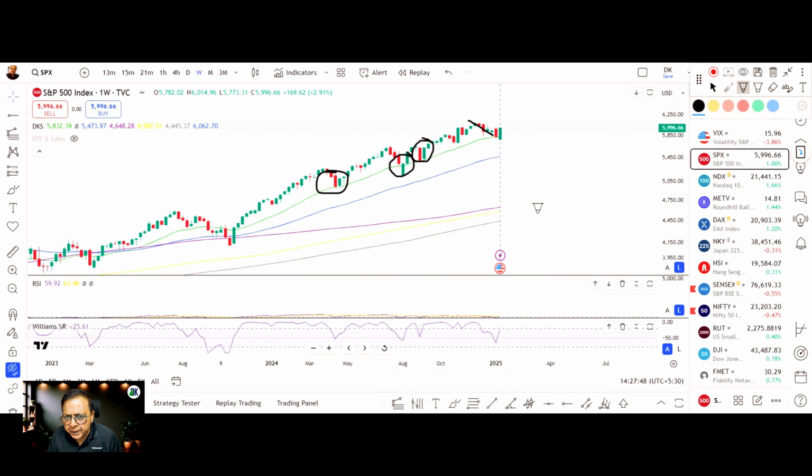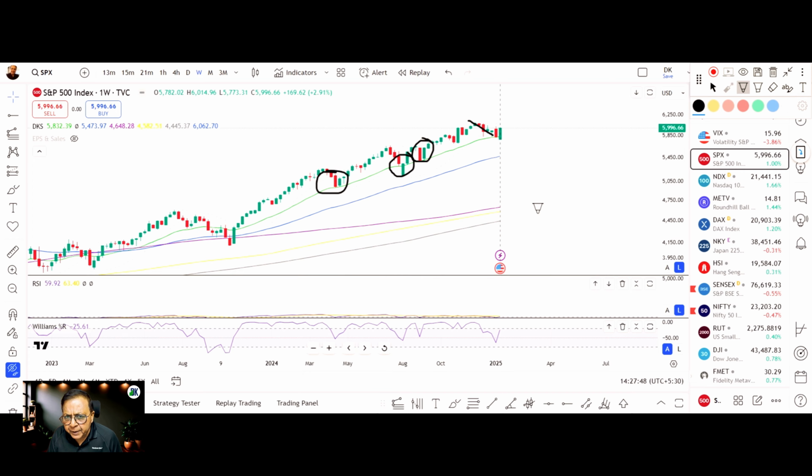Now, in the last week, there is a bullish engulfing candlestick pattern quite in proximity of EMA 21. So it seems that the correction is over and you can draw here a bullish flag kind of pattern also, which indicates that the trend in the upside may continue.